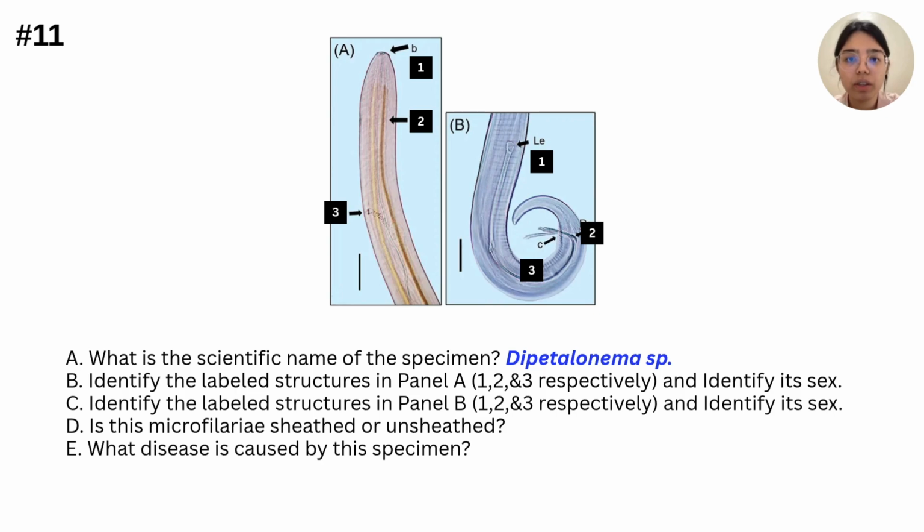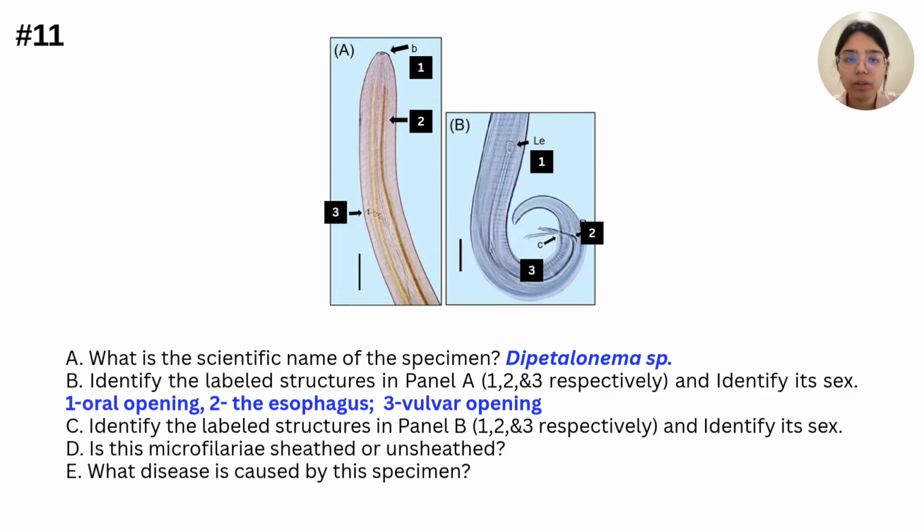The specimen that we see here seems to be Dipetalonema sp, a filarial nematode that infects humans as a definitive host. Some species previously classified as Dipetalonema are now included under Mansonella. Here we see that number 1 is the oral opening, while number 2 is the esophagus, a muscular tube in the interior region, and number 3 is the vulvar opening. And so overall these structures help us distinguish that this is a female adult worm.